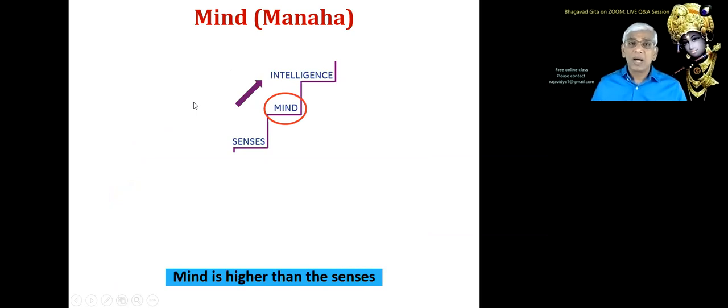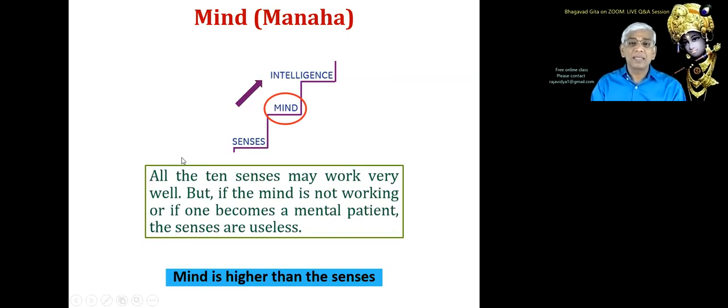Suppose our body is working very well and our senses are also working very well, but our mind is not working. That means if we are mentally ill, we cannot use our senses in the right way. We cannot use our body in the right way. So the mind is higher than the senses. All the 10 senses may work very well, but if the mind is not working, if one becomes a mental patient, then the senses are useless.